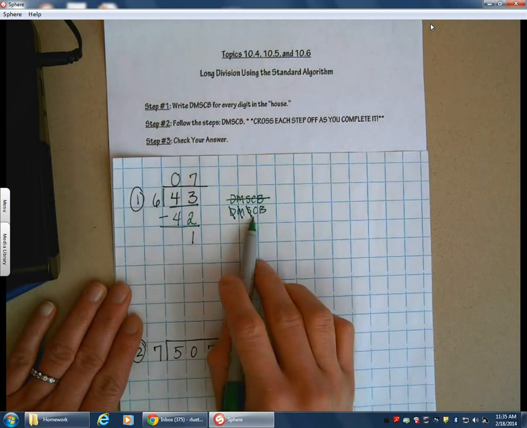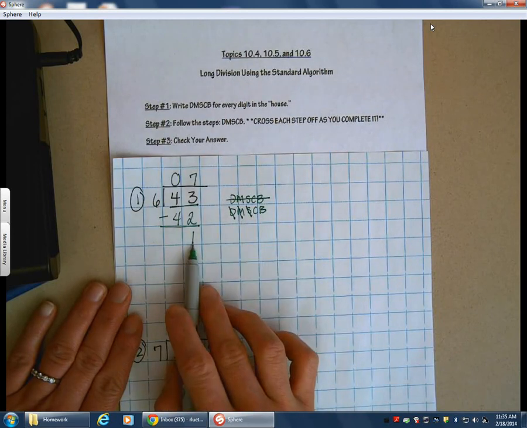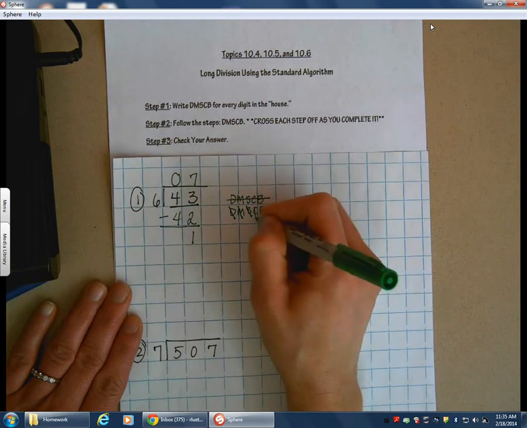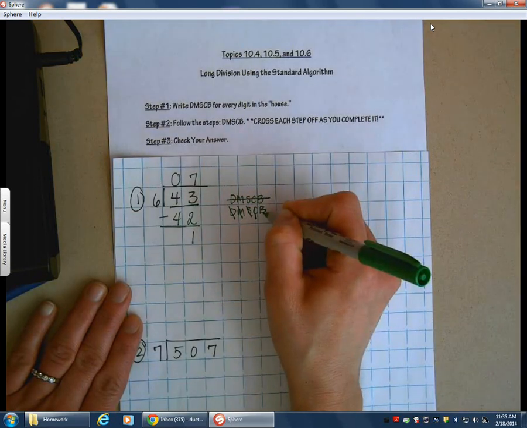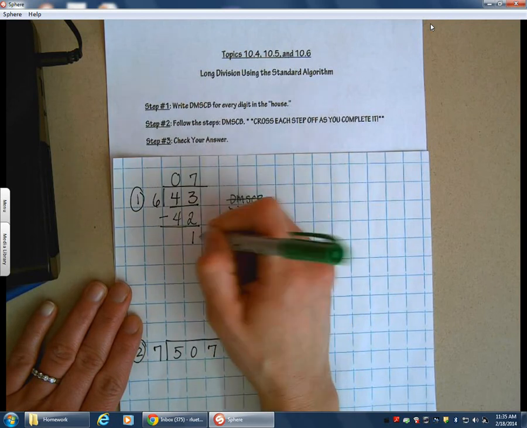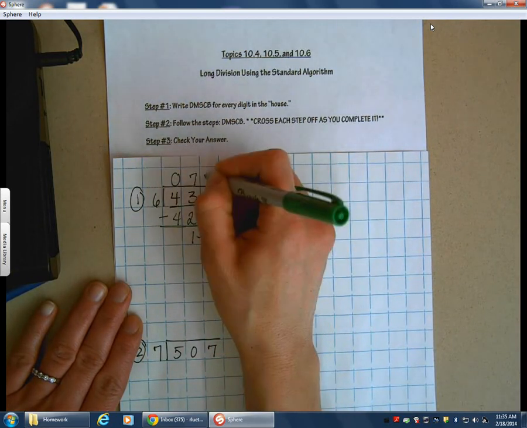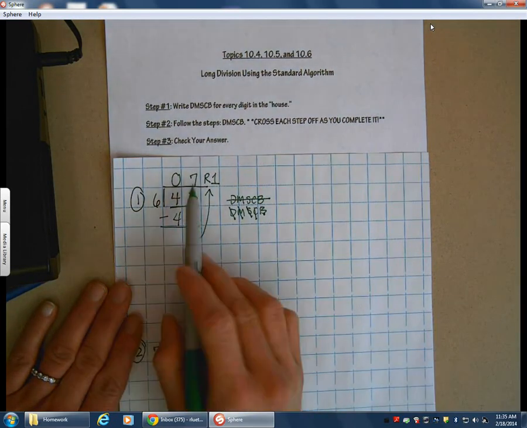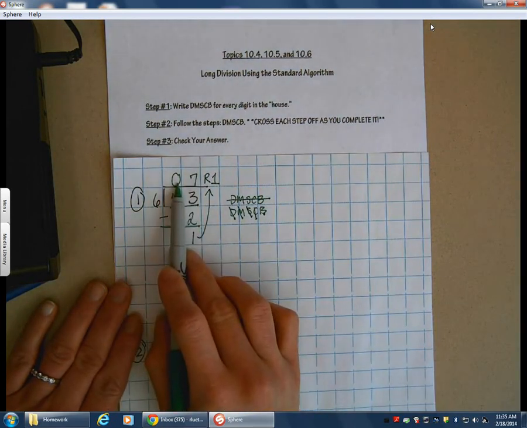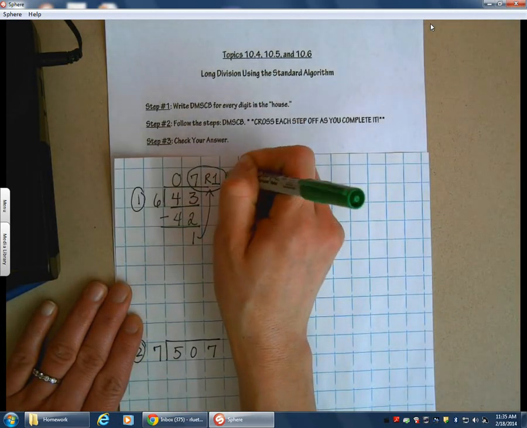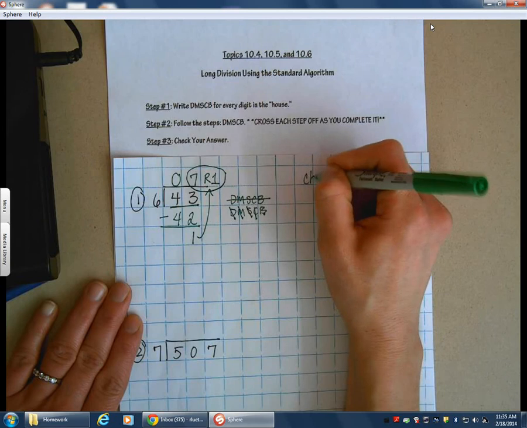Now I need to compare. Is 1 less than 6? Yes, it is. So cross that off. And my last step is a B. Since there aren't any digits left in the house to bring down, I'm going to bring the 1 up, and this is my remainder. Yes, there's a 0 here, but that's really just a placeholder. So my real answer is 7, remainder 1.